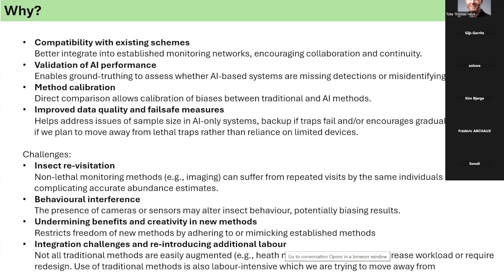There is a danger of us going hard into it and not having that as a fail-safe at the beginning stage. Problems with the AI-based traps are obviously that insects revisit, so it's not the same as traditional monitoring. You get duplication, and you might end up interfering with behavior if you introduce cameras, create shadows, etc. It might also restrict our creativity if we have to meet the need of matching traditional sampling in any way. Sticking a camera on something that's already doing a good job but might not be ideal for imaging is a problem. And it reintroduces extra labor at the early phases, which we're all trying to eliminate, to make our life easier rather than harder.